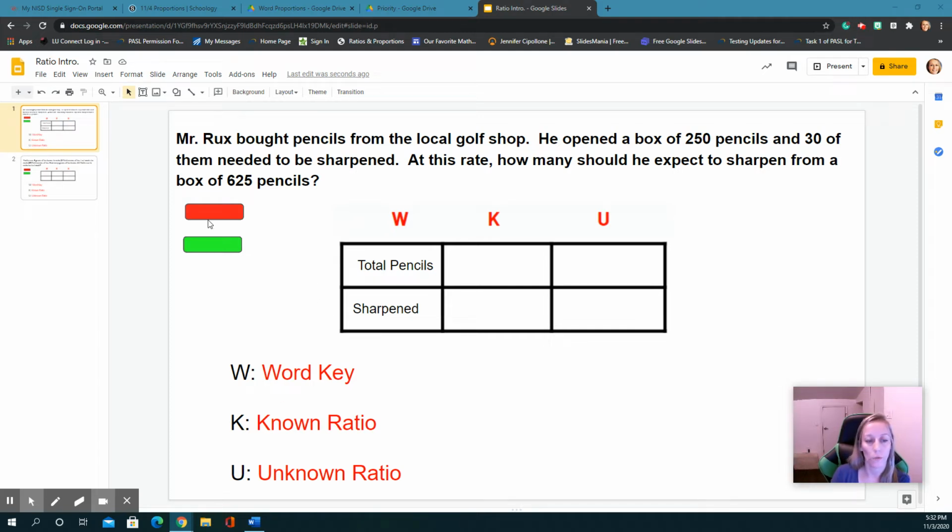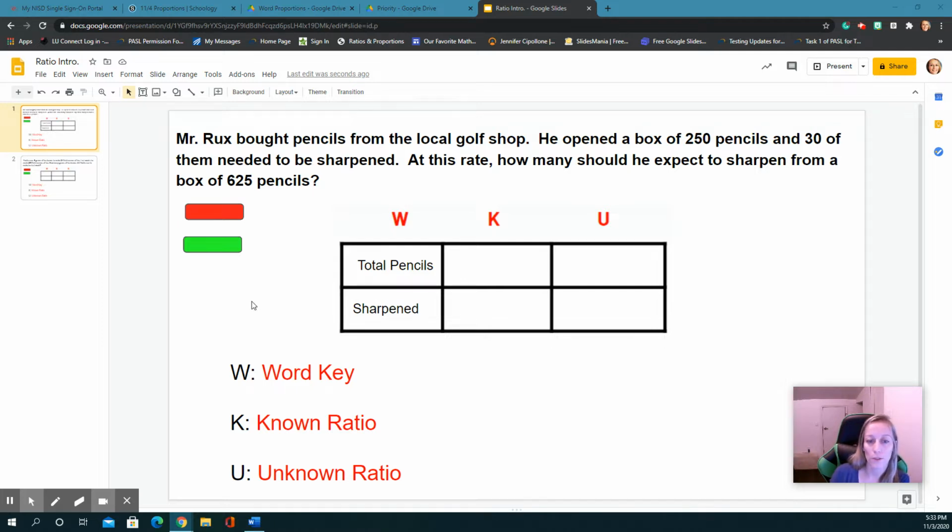We've been talking about ratios, the comparison of two quantities. And now we are going to look at using those ratios to set up a proportion. Remember, a proportion is two ratios that are equivalent fractions. All right, let's dive right in.